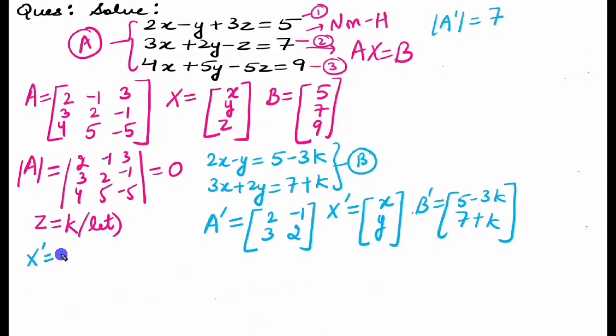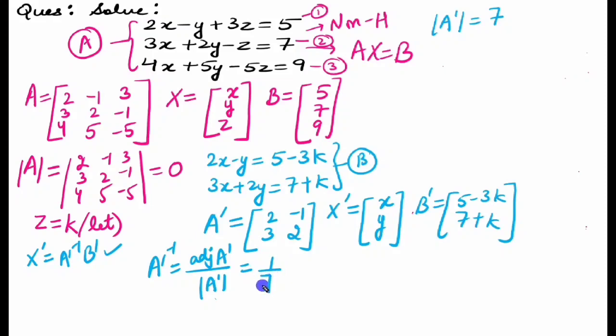So for the system B, X dash is equal to A dash inverse into B dash. This is the solution of this system, which is a unique solution. तो उसके लिए मुझे A dash का inverse find out करना है। The inverse of A dash, a 2 cross 2 matrix, for that we will find this will be equal to adjoint of A dash divided by determinant of A.